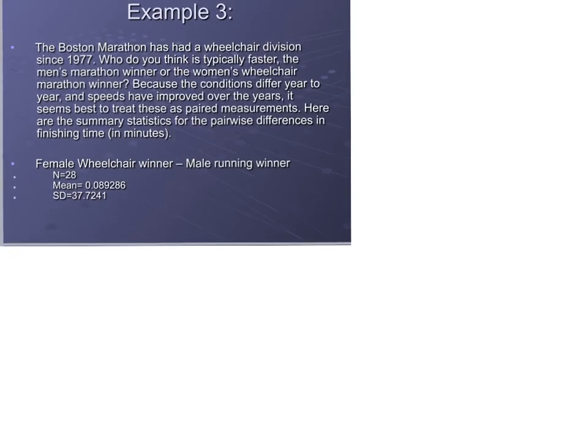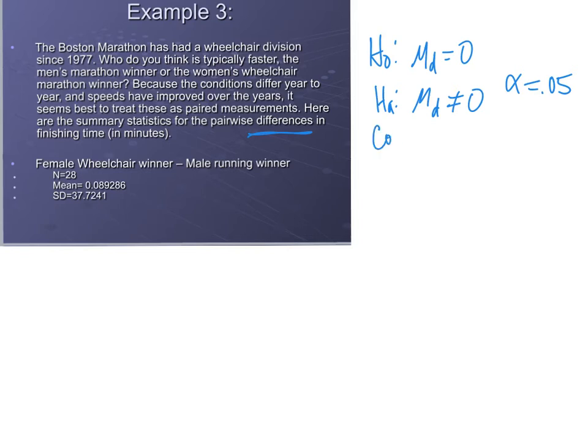So our null hypothesis is that mu d equals 0. In the alternative, it says differences, let's see, who do you think is typically faster? So we want to know what's the difference not equal to. Mu d does not equal 0. And let's set an alpha, 0.05.